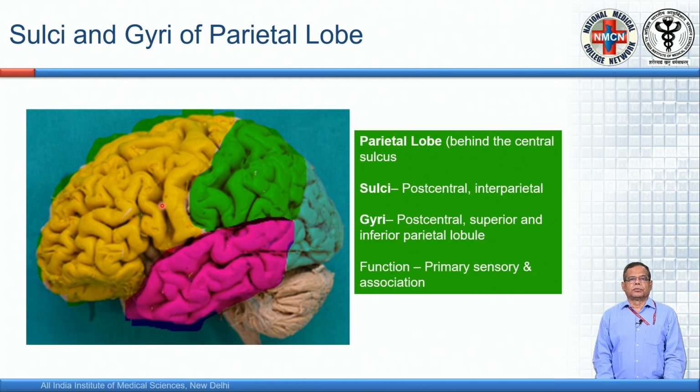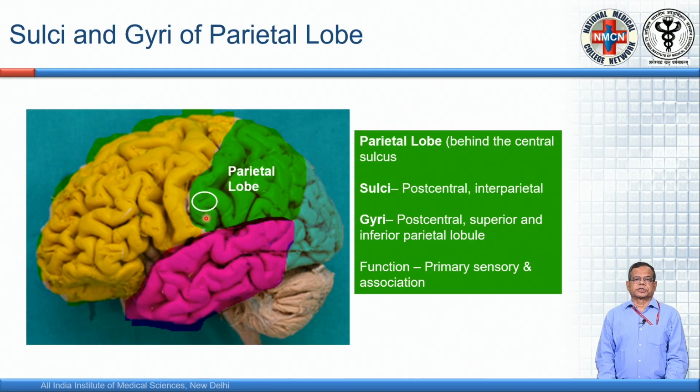The parietal lobe is situated behind the central sulcus. The sulci are postcentral sulcus and the interparietal sulcus. The gyri are postcentral, which is responsible for the appreciation of the general sensation of the body, and superior and inferior parietal lobule. These are the association areas for integration of all other sensations.